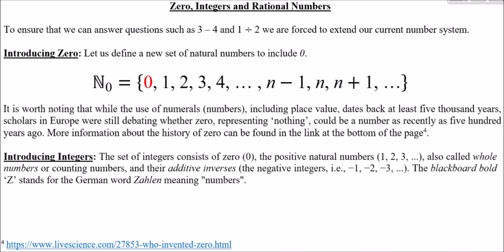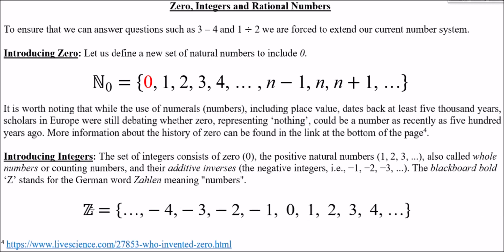So another thing to introduce is integers. The set of integers consists of 0, in the middle if you like, the positive natural numbers, also called whole numbers or counting numbers, and their additive inverses, which you might know simply as negative numbers. For negative integers, -1, -2, -3, and counting back towards negative infinity. The blackboard bold Z stands for the German word Zahlen, meaning numbers. So the symbol looks as follows, and what will follow next will be the set denoting all the integers.